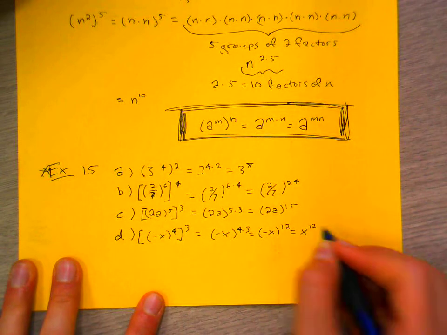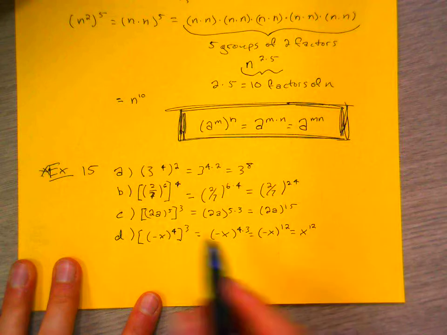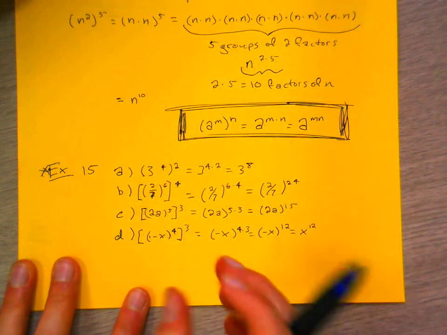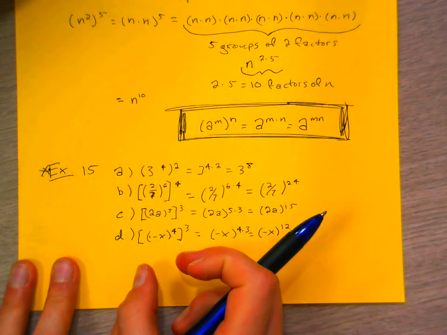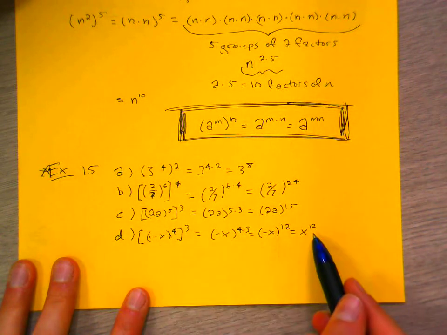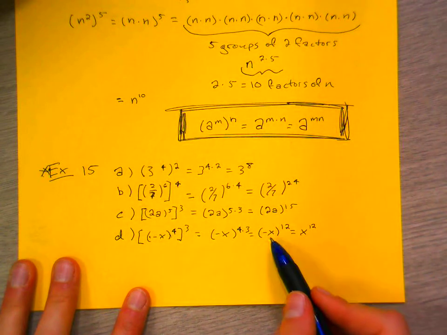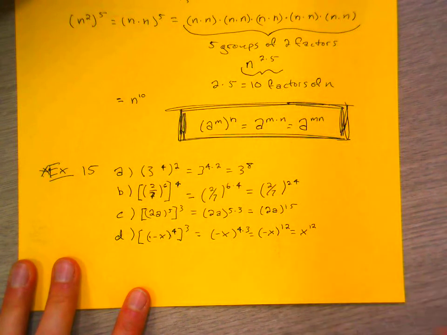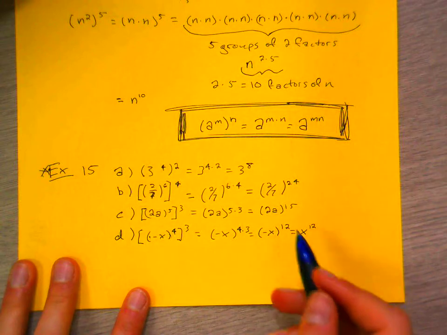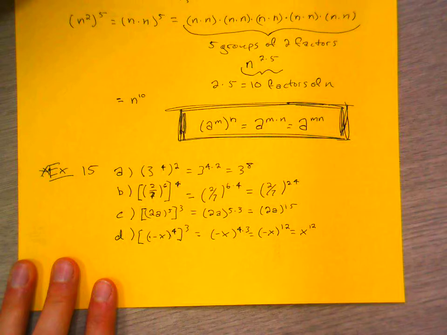Now, let's talk about this negative sign for a second. Notice when it was in the parentheses, we kept it in the parentheses. You keep it in the parentheses until you evaluate your expression. Here it's in the parentheses. Now, negative x times itself 12 times. If it's an even number, all of the negatives will have pairs to cancel.